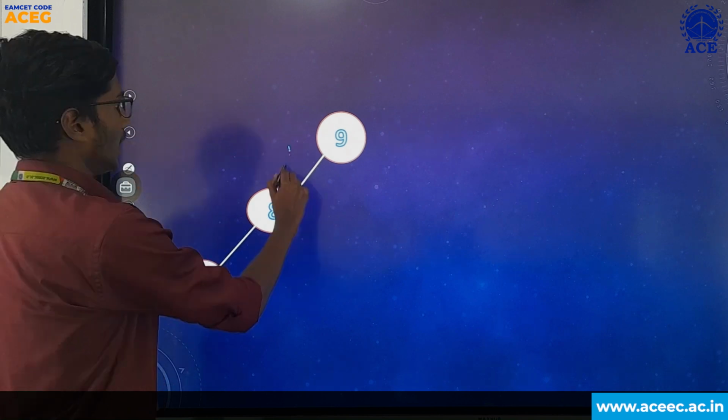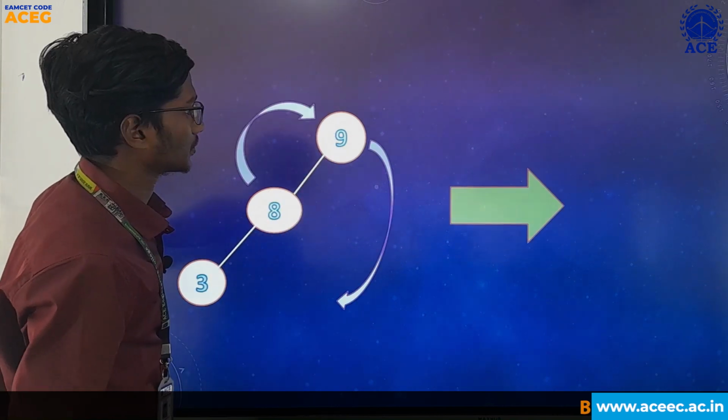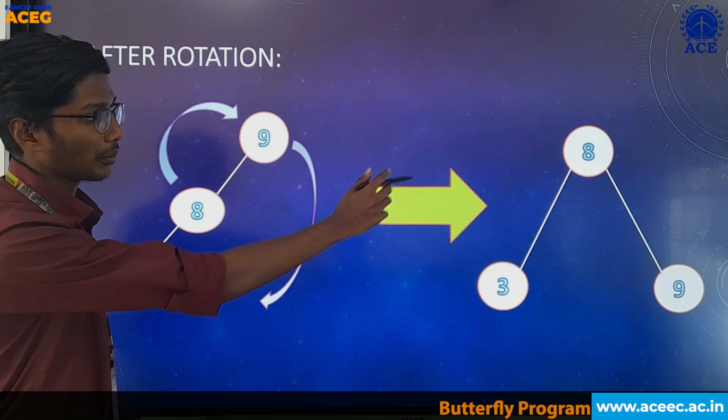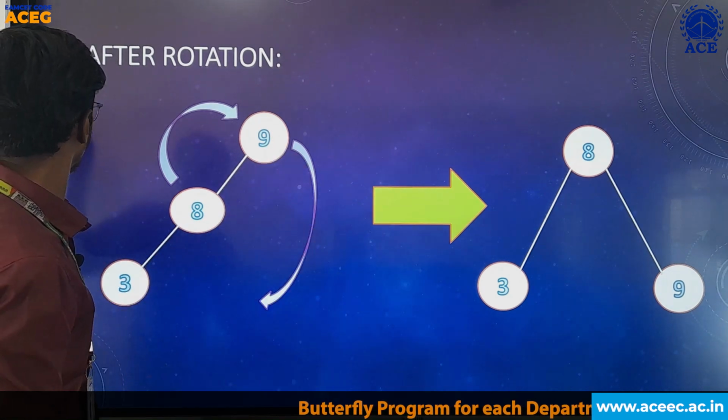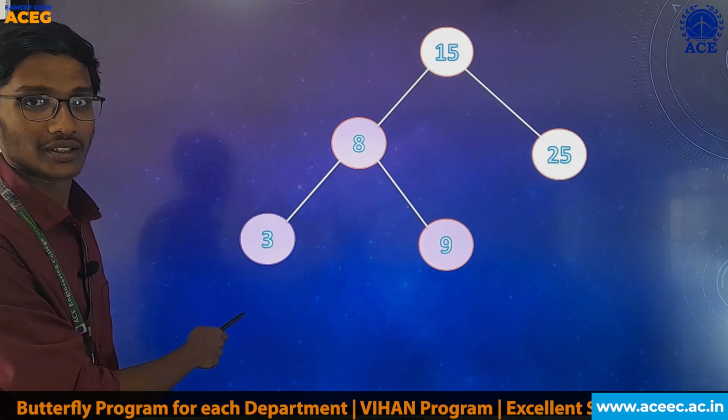Like this, it is of LL insertion. Now 8 should go up and 9 should get down. After this rotation, we should place the same thing in the AVL tree. It will be like this. After placing the same thing, the AVL tree will look like this.